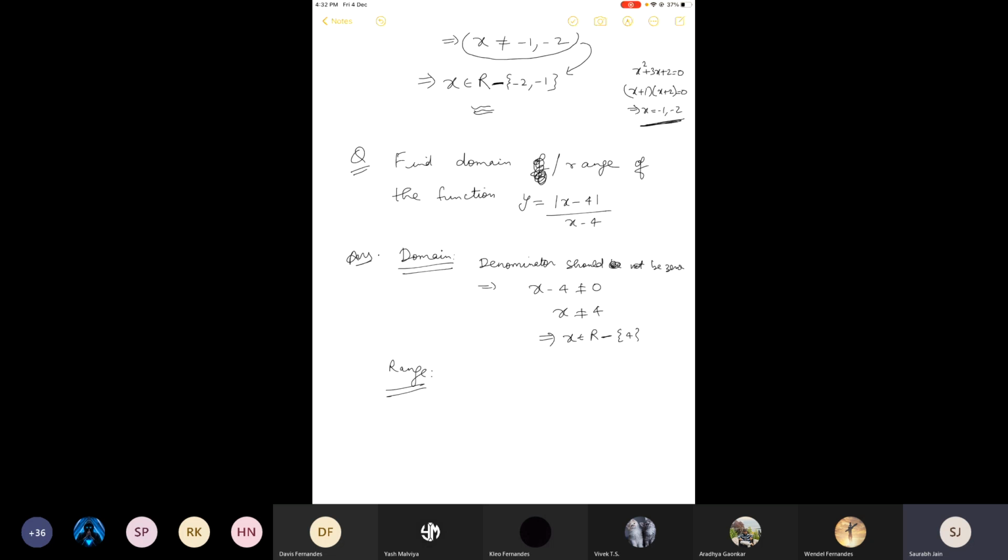Yes, you can give your answers. What about the range? Anyone? Range is the values of y. If you have the knowledge about the modulus, you will give this answer very easily.